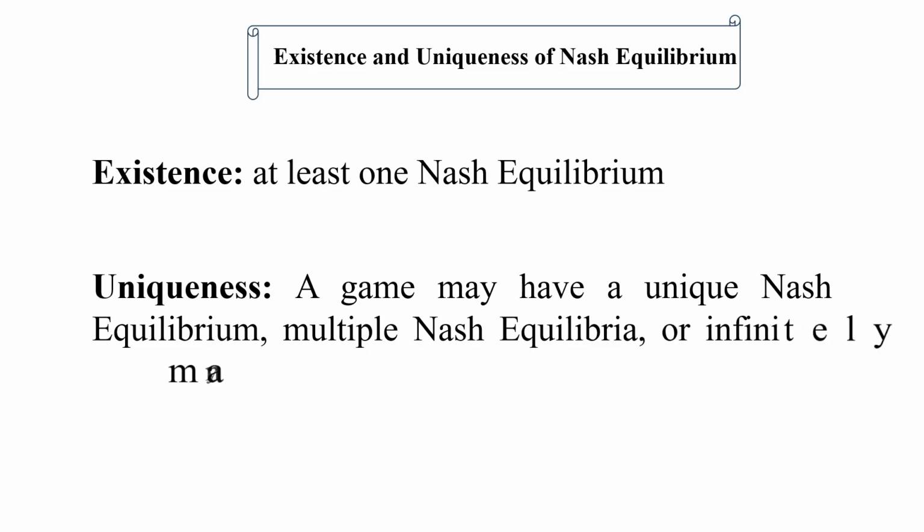And uniqueness: a game may have a unique Nash equilibrium, multiple Nash equilibria, or infinitely many. The prisoner's dilemma has a unique Nash equilibrium, while the coordination game has multiple equilibria. This multiplicity raises questions about equilibrium selection, which is sometimes resolved by examining additional factors like social norms, historical precedents, or repeated interactions.